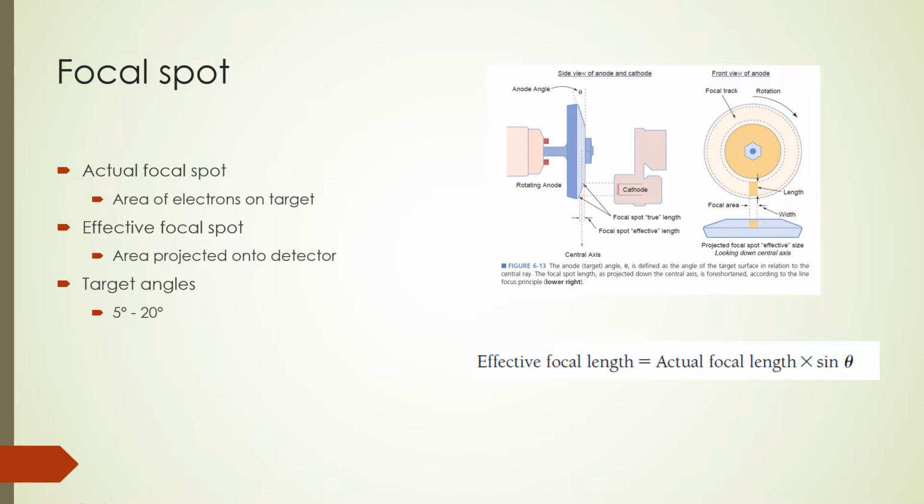In the top right figure, the focal track is shown together with the focal area. In the left part of the figure, the focal spot true length is shown as well as the effective focal length. The projected focal spot onto the detector is called the effective focal spot. When target angle is made smaller, the effective focal spot size is also made smaller according to the formula shown. Diagnostic tube target angles are between 5 to 20 degrees.